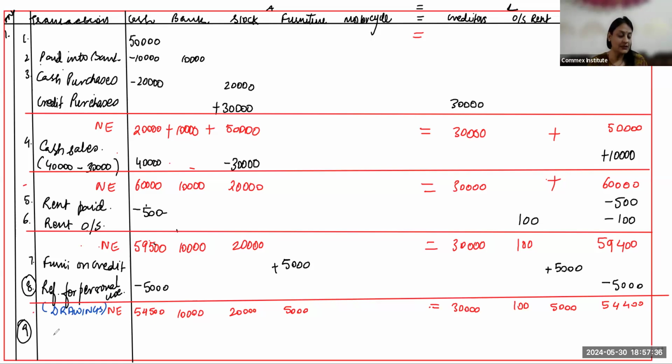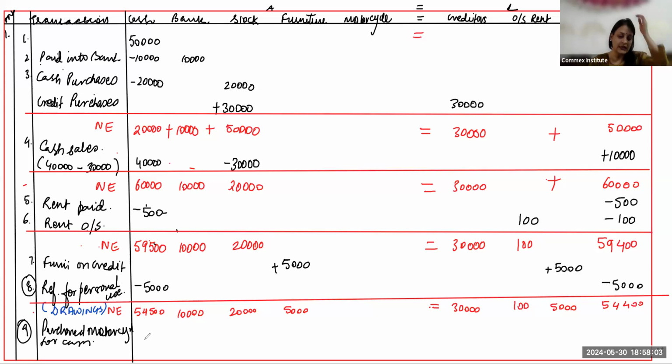Okay, now last transaction, purchased motorcycle for cash. So my cash will go down. Those who have done it can go on to prepare the balance sheet. Those who have finished, make the balance sheet.